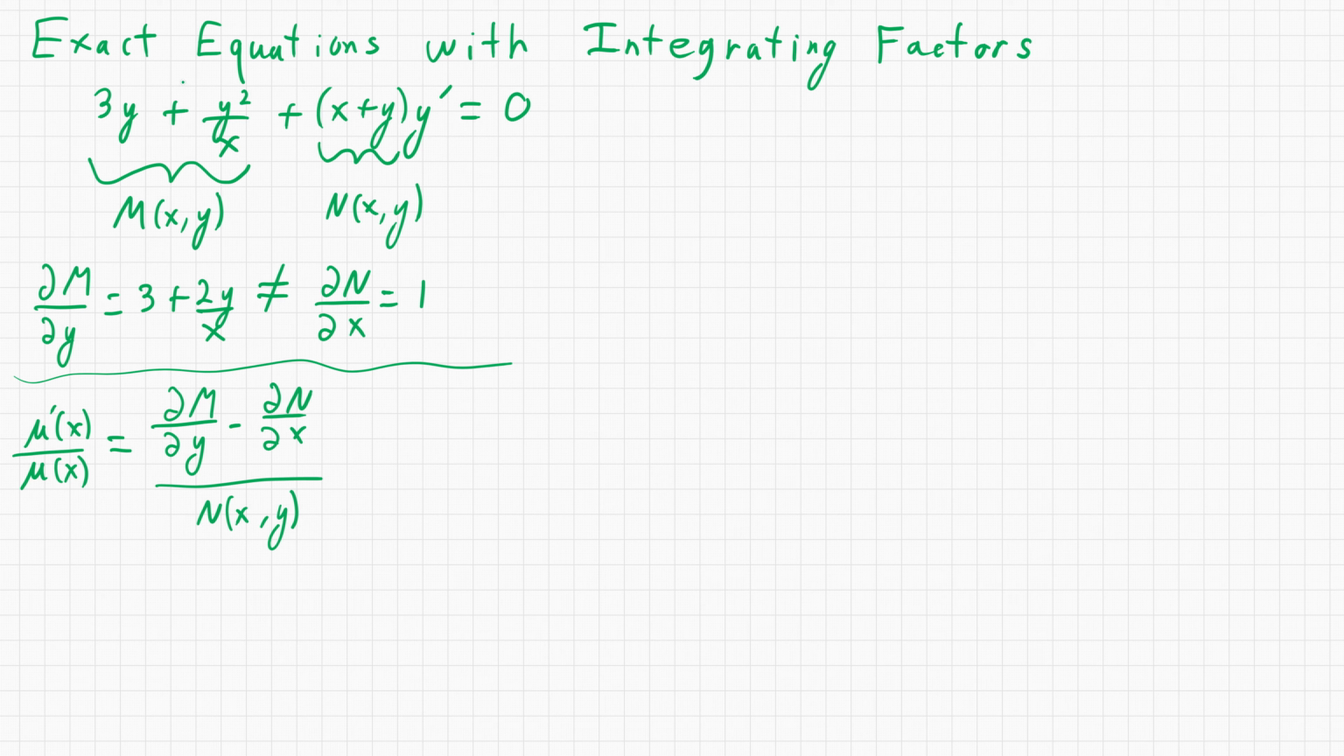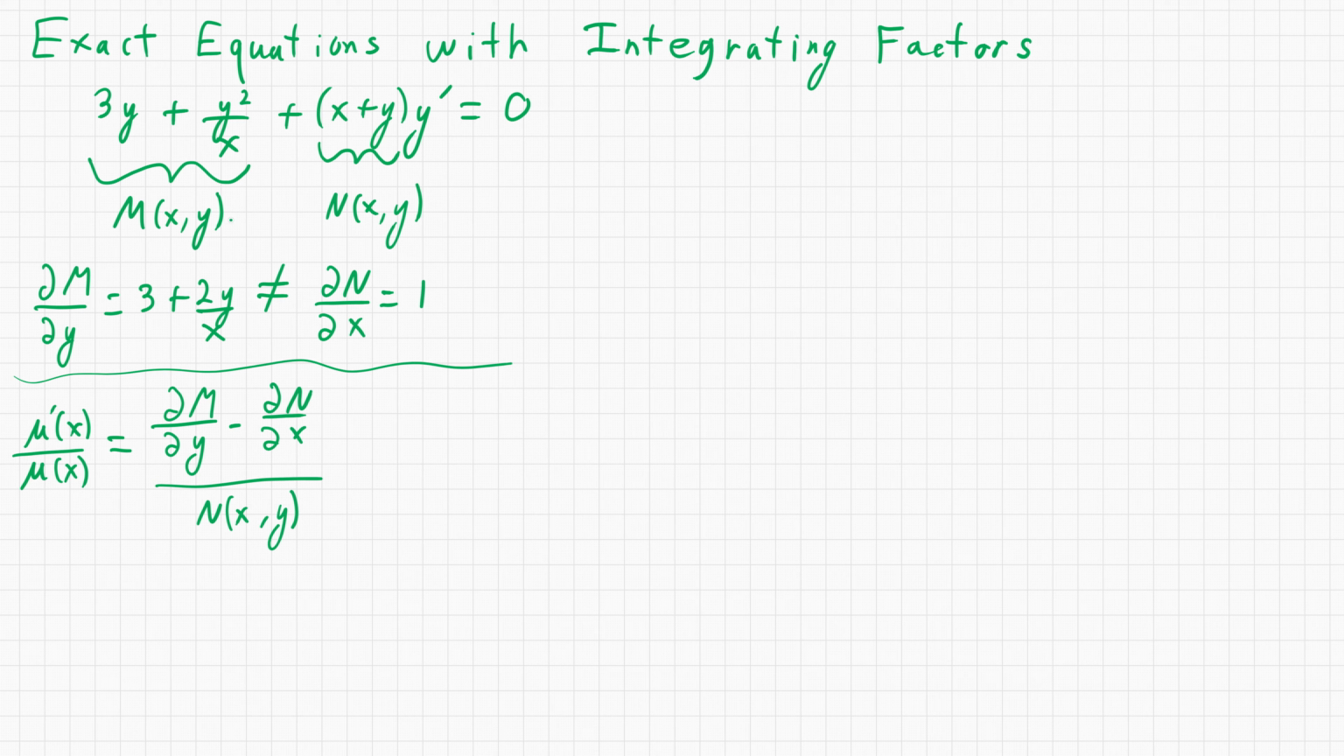Now that we know a formula to compute this mu of x, let's go ahead and apply it to the previous example I had, which should be x squared at the end of the day, what we get out. So right, we had this example here: 3y plus y squared over x plus x plus y times y prime equals 0.